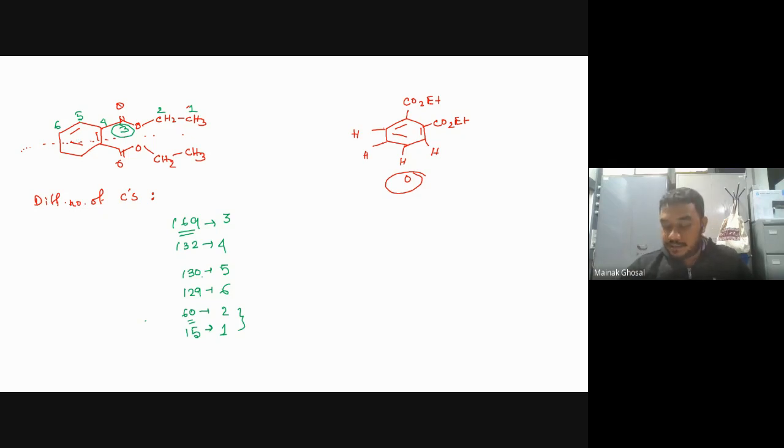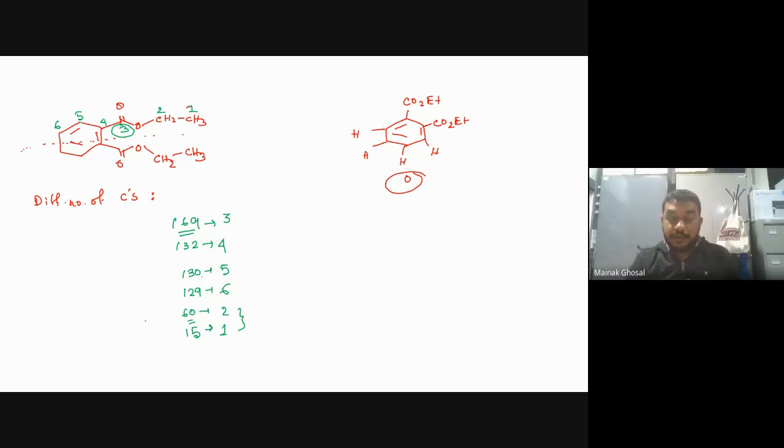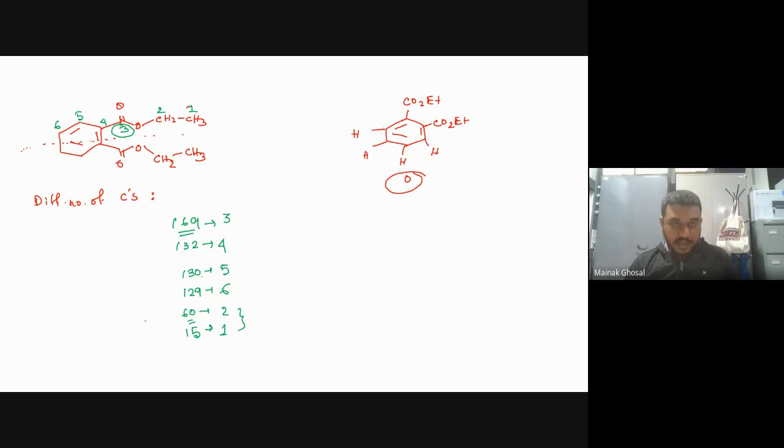Sir, I have a doubt. Sure. Sir, if we consider the minus I effect of carbonyl, then there should be a positive charge on carbon number 5. It should be more deshielded. Carbon number 5? Yes, sir. If you consider minus I effect of carbonyl resonance, then there will be a positive charge on carbon number 5. Yes, that is true.